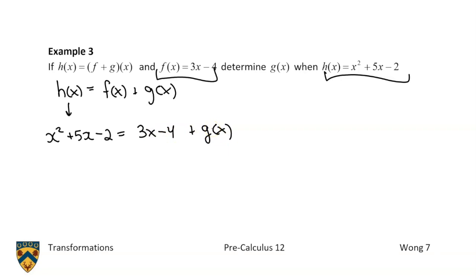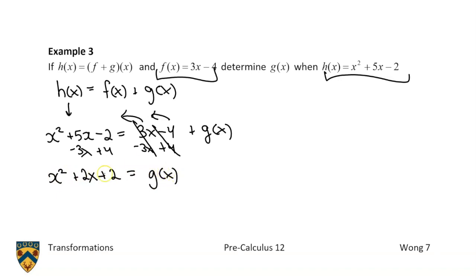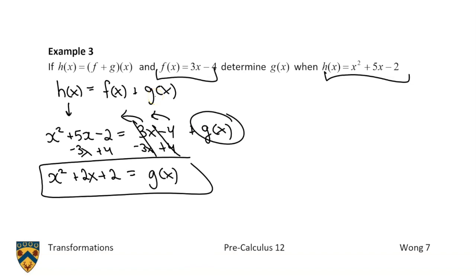And that's just another way of saying get this g of x isolated. So subtract 3x onto the other side and add 4 onto the other side. And if you do something like that, you would get x squared plus 2x plus 2 is equal to g of x, and that would be our simplified statement right there. So it's just a way of saying, can you isolate for part of your equation?